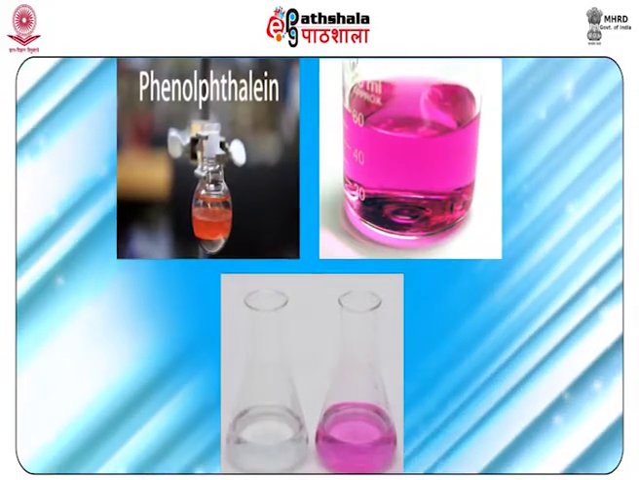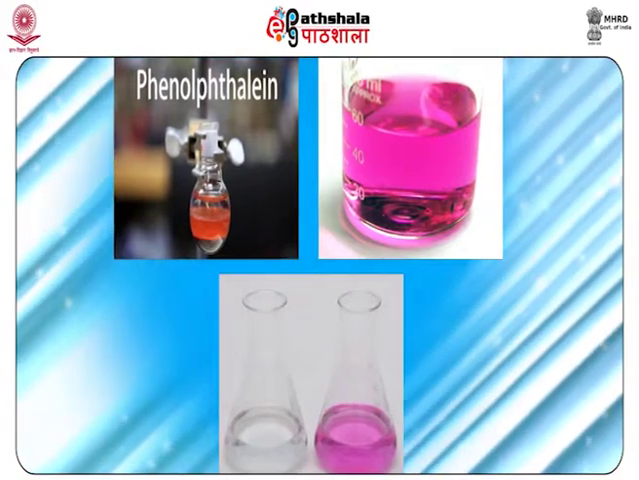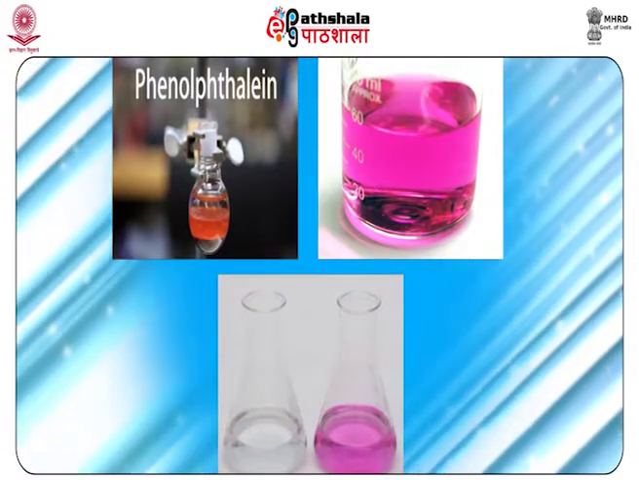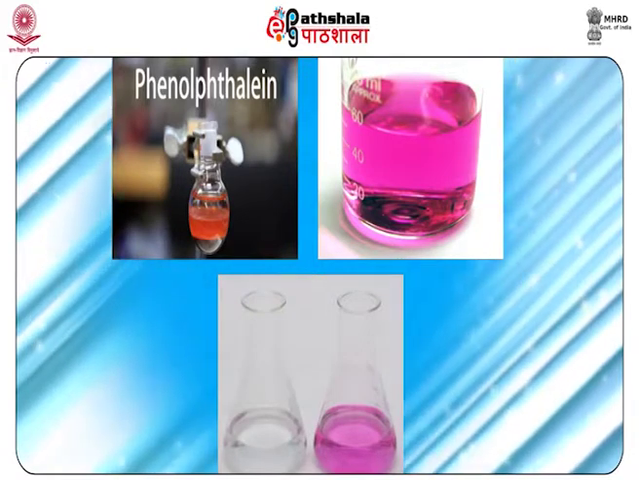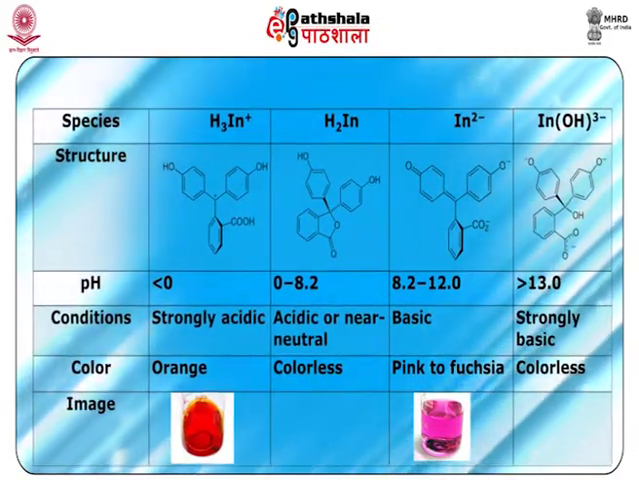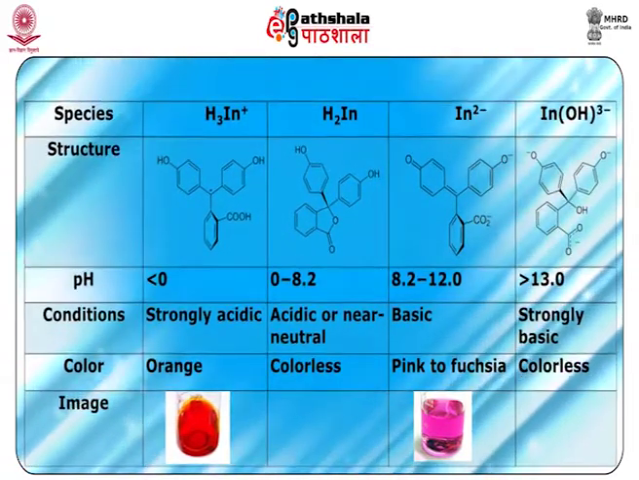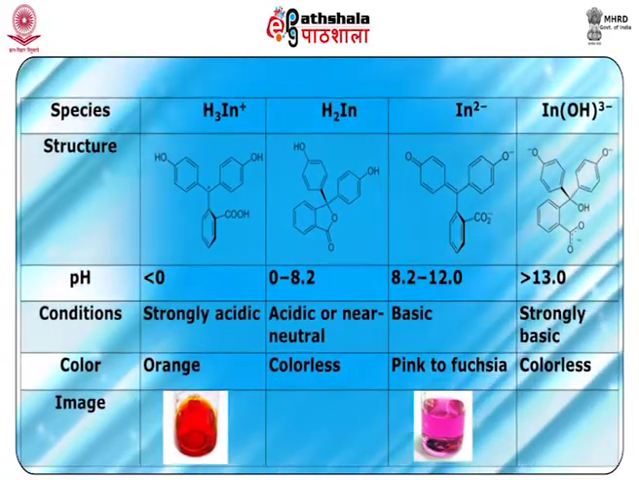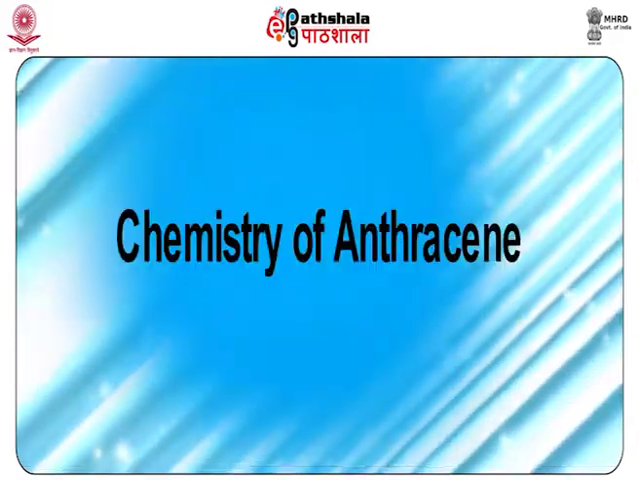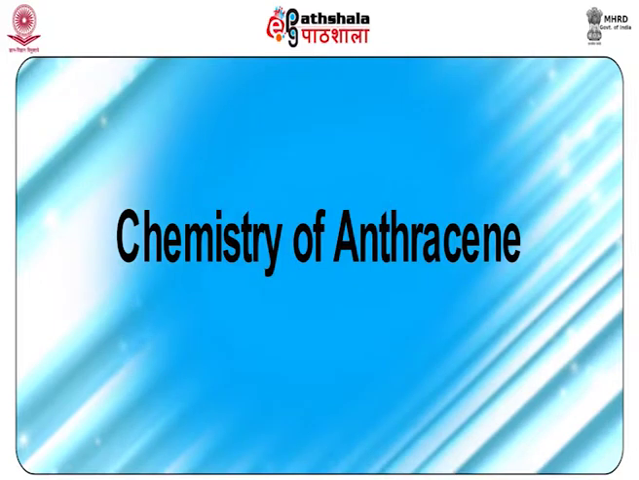Its unionized molecules are colorless, and after ionization, it gives colorless H+ and pink colored phenolphthalein ions. The molecule has the following four forms. Hence, the species with their structure, pH conditions, color, and image have been mentioned in this table. Next, we will study the chemistry of anthracene.